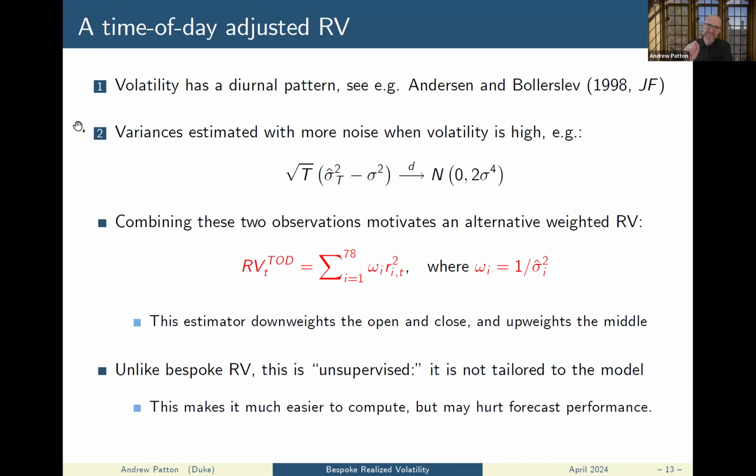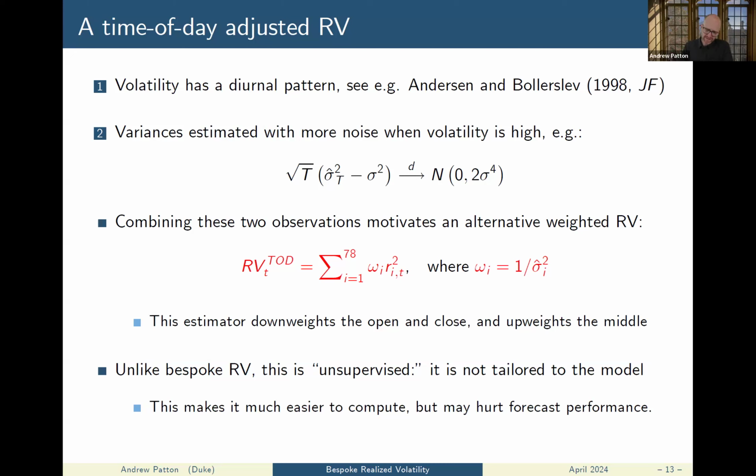The second motivation is that we know from econometric theory, either in traditional long span theory or high frequency infill asymptotic theory, variance is estimated with more error when the level of the variance is high. So let me say that again. When the variance is high, it's harder to estimate. This is true in cross-sectional data, time series data, high frequency data. This is the standard result for long span asymptotics. So the asymptotic variance is twice the level of the variance squared, so the sigma to the 4.